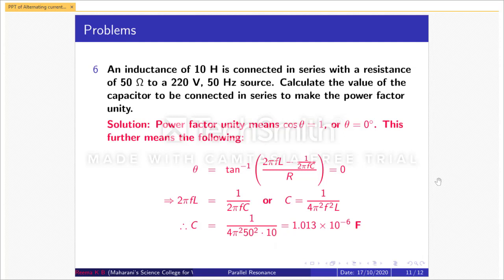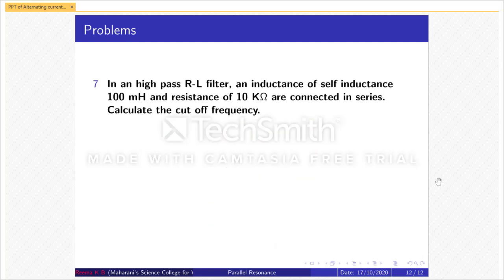Therefore, substituting for pi, F and L in the expression for the capacitance C, we obtain capacitance of the capacitor C = 1.013 microfarad.